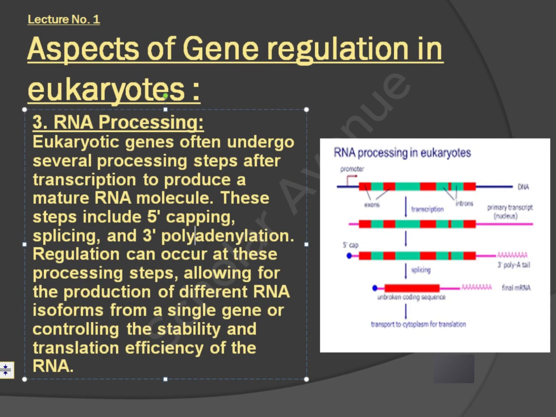Third is RNA processing. Eukaryotic genes often undergo several processing steps after transcription to produce a mature RNA molecule. These steps include 5-capping, splicing, and 3-polyadenylation. Regulation can occur at these processing steps, allowing for the production of different RNA isoforms from a single gene or controlling the stability and translation efficiency of the RNA.